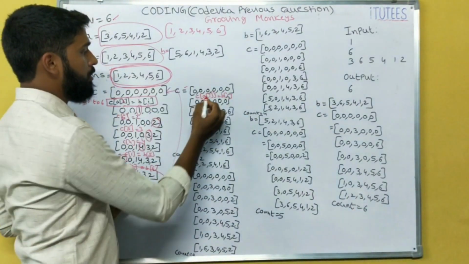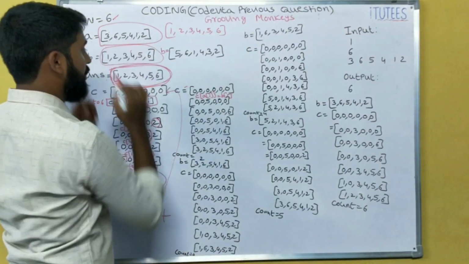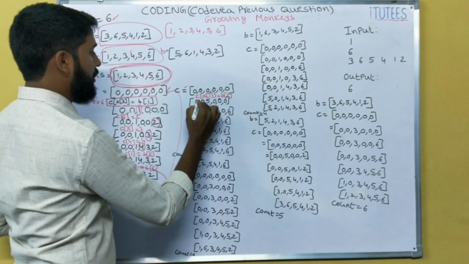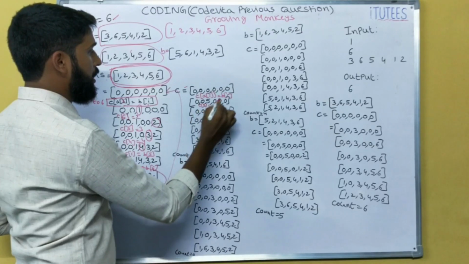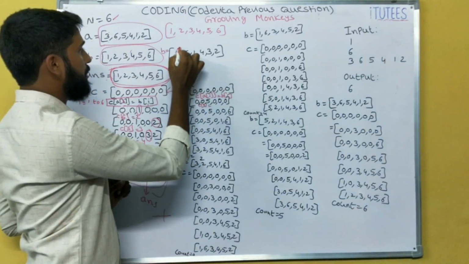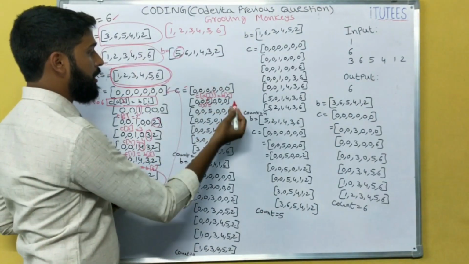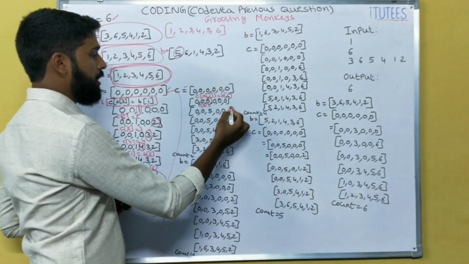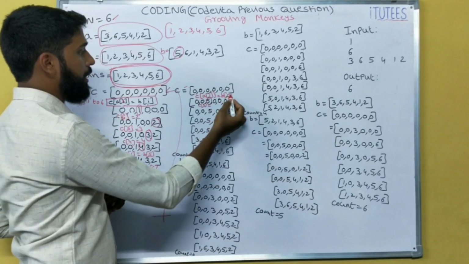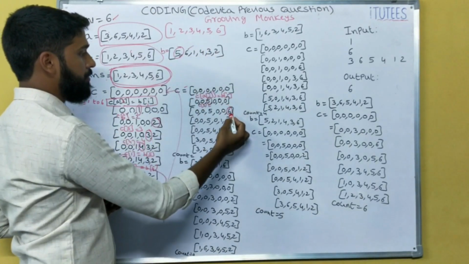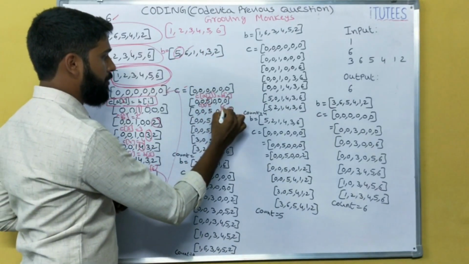So what is the I value? 1. What is the A of 1? 3. That means C of 3 equals to B of 1. What is in the B of 1? 5. So this is the 5. Next, in 6th position, C of 6 is B of 2. That is 6. So this is B of 2.